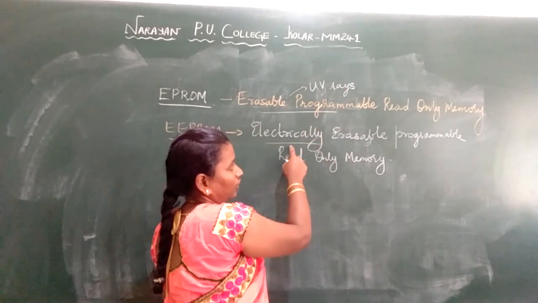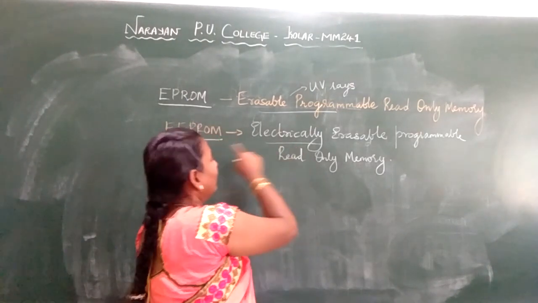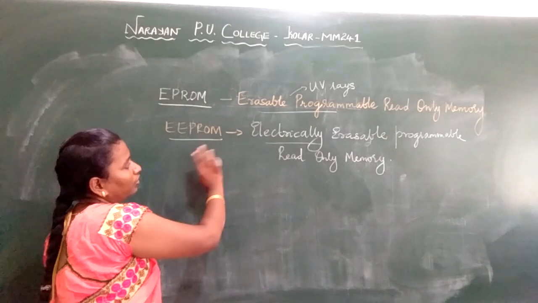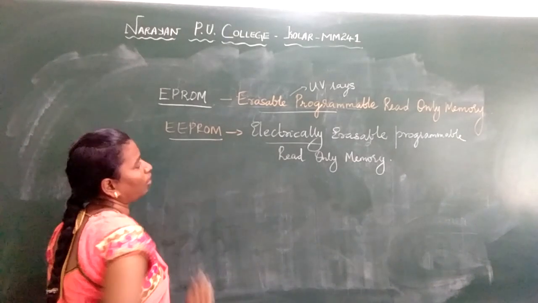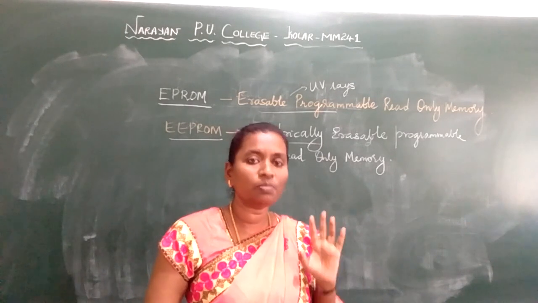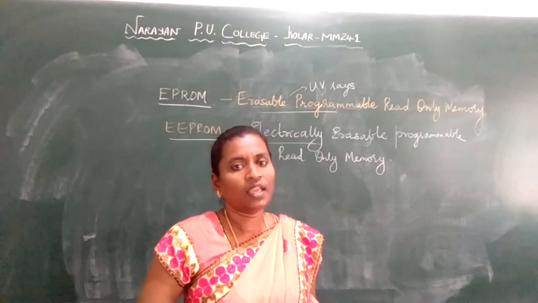Here we use electricity. We use the electric charges in order to erase the content in the EEPROM. Those are the two differences between erasable programmable read-only memory and EEPROM. In PROM the contents are not erased. Once you burn the PROM, that's it. We cannot reburn the chip.